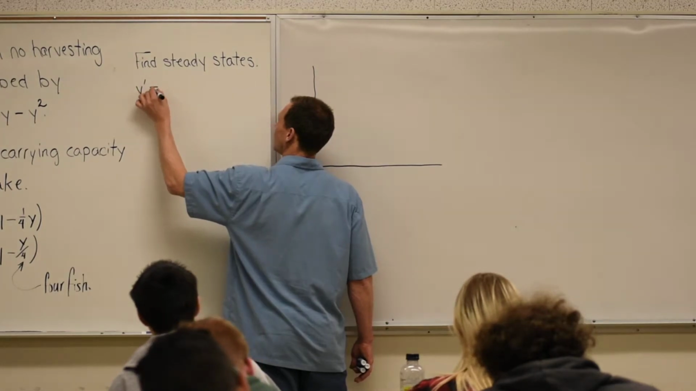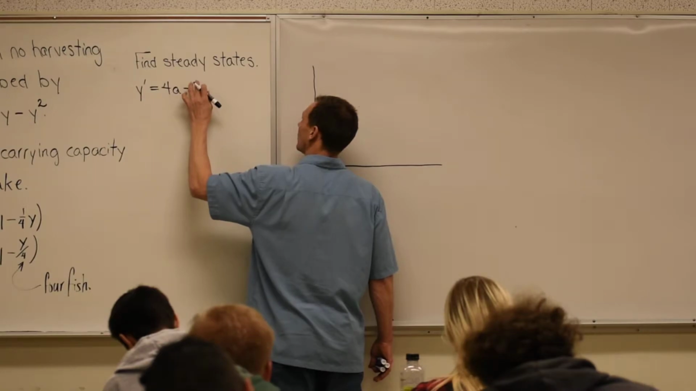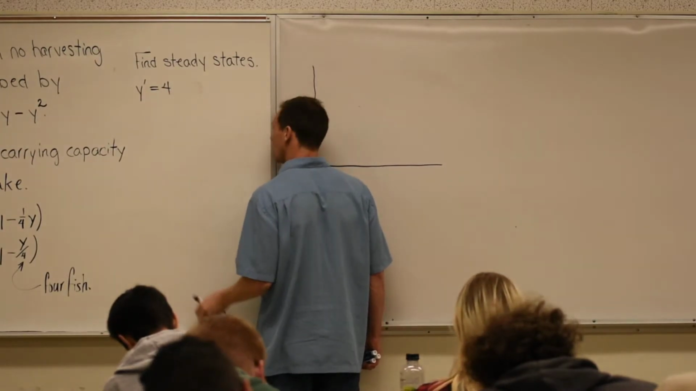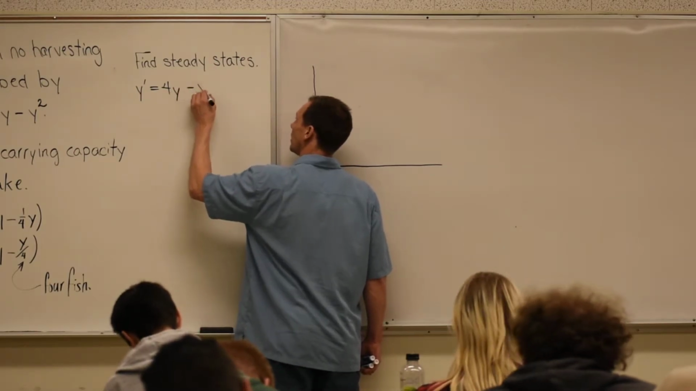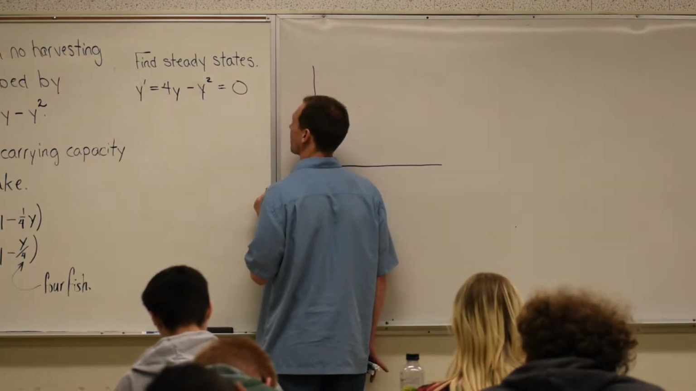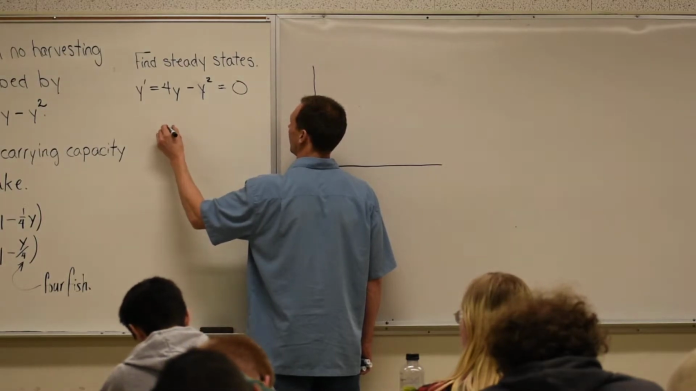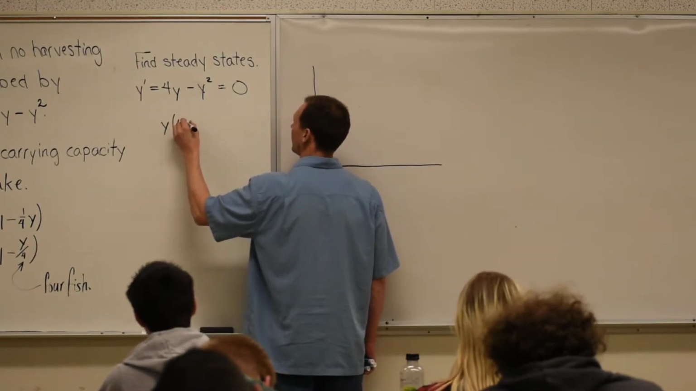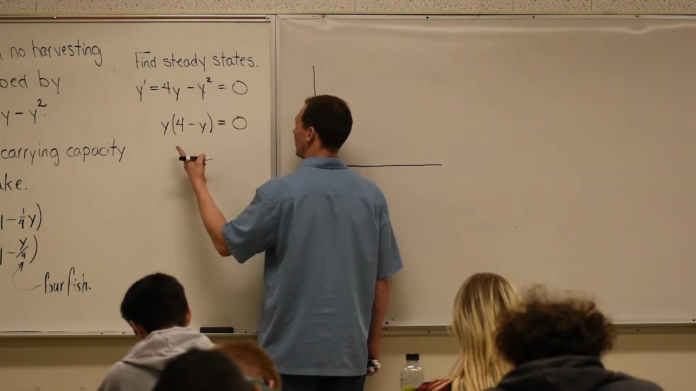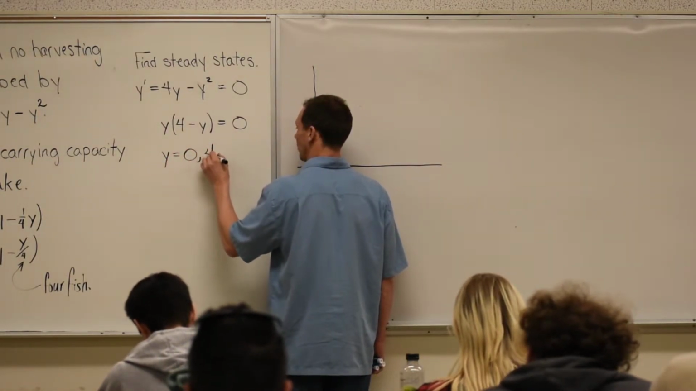So y prime, which is 4y minus y squared, is equal to 0. If we factor y, I have y times (4 minus y) equals 0. And so it looks like I have steady states of 0 and 4.